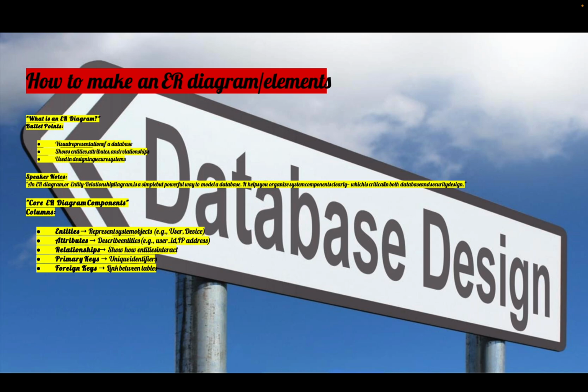So, a little recap. The steps in creating an ER diagram: you first always identify your entities, define the attributes and keys, set up relationships, and then use tools to visualize and organize the ER diagram. Once you master that, you can model any system clearly and really securely using that method.